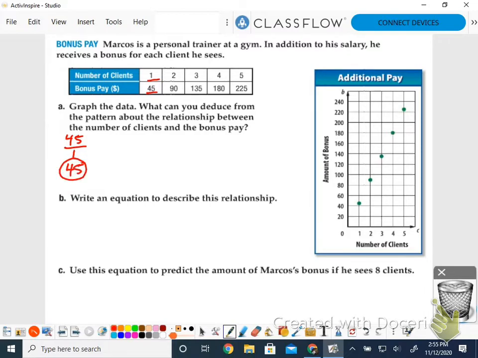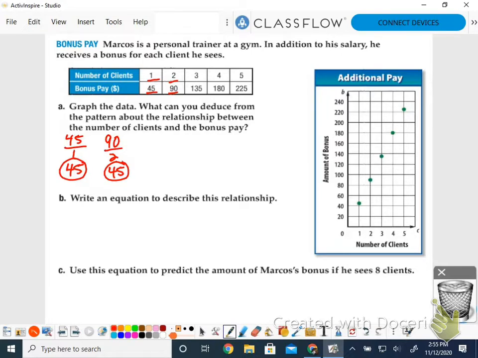I see 90 and 2, 90 divided by 2, that's 45. And the pattern's going to continue. Now, you should do all 5 just to be sure. We do want to make sure that this is proportional because they didn't tell us that it is. But it is going to be 45 every time. I'll just save you some time there.